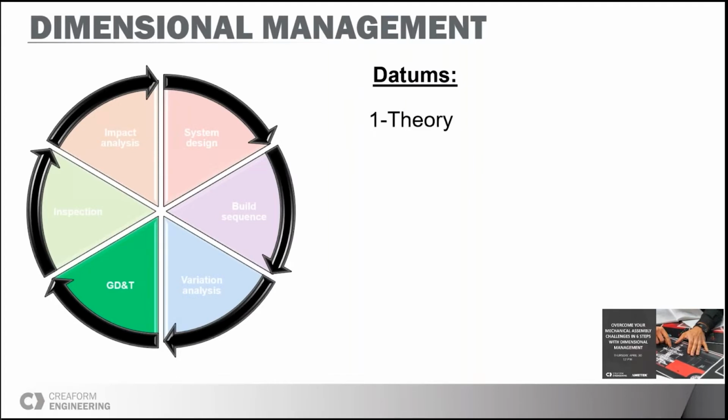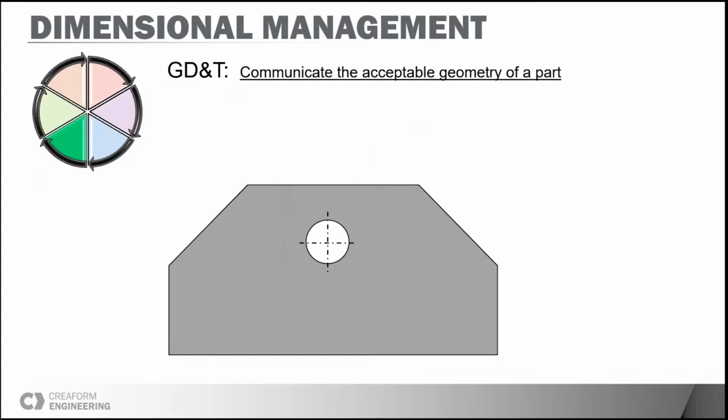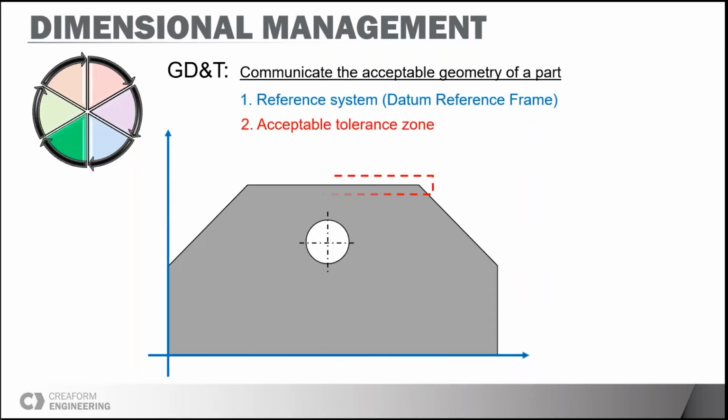First, we will start with a little bit of theory. Then we will look at the good practices that we should observe when defining datum. And then we will go through a few concrete examples and actually define datums on different types of parts. As a start, we just want to repeat that the goal of GD&T is to communicate the acceptable geometry of a part. To do this, if we simplify a lot, we only need really 2 things: a reference system and an acceptable tolerance zone inside which our geometry must be located. Today we will focus on the first point, the definition of the reference system.